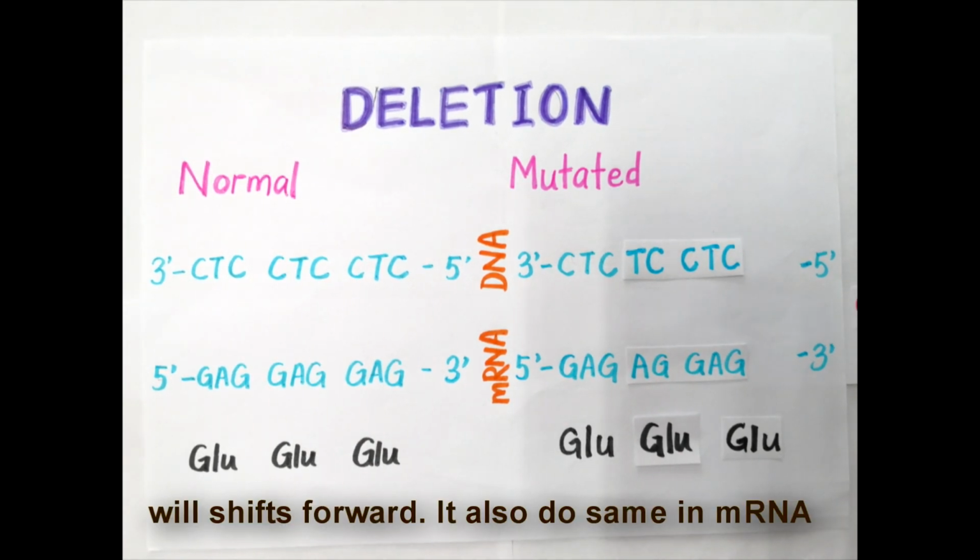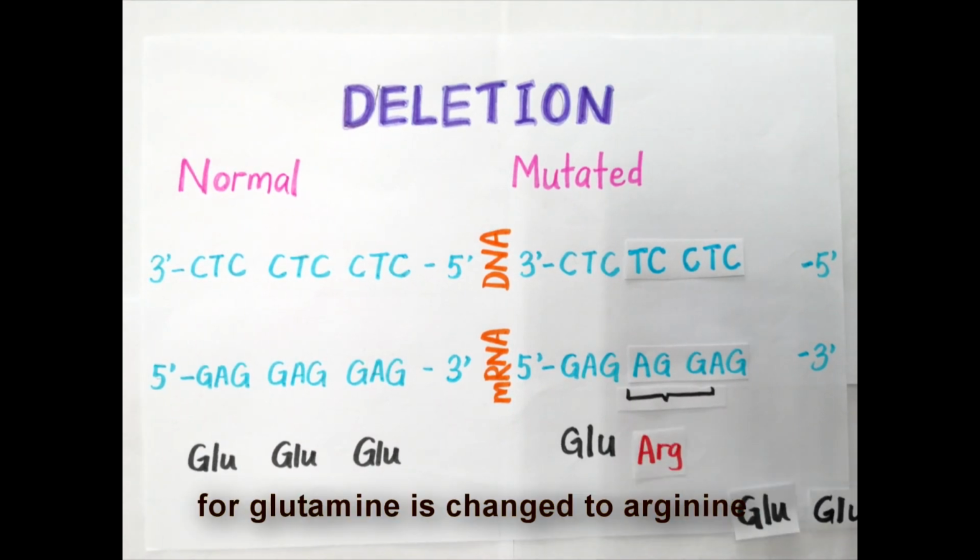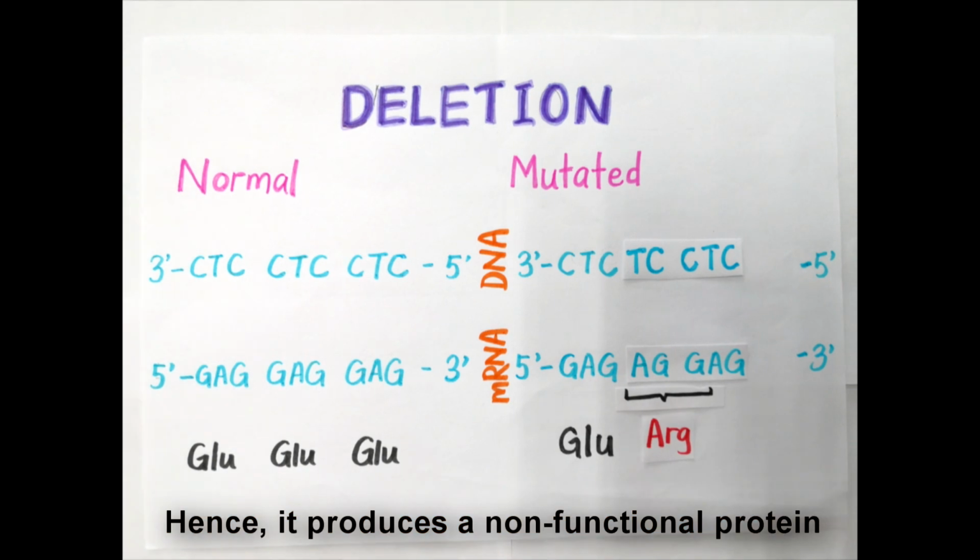It also does the same in mRNA. Normal amino acid code for glutamine is changed to arginine, hence it produces a non-functional protein.